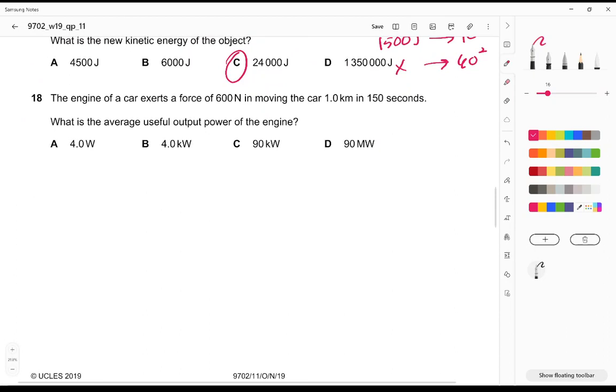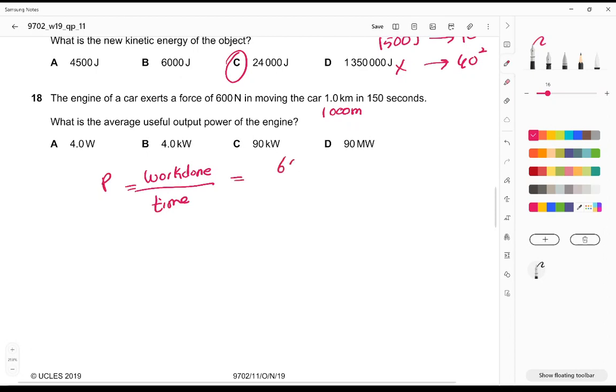The engine of a car exerts a force of 600 Newton and moves the car 1 kilometer in 150 seconds. So kilometers must be converted into 1000 meters, and in 150 seconds. What is the useful power output? Well, the useful power output is actually work done divided by the time taken. So that should be the power.